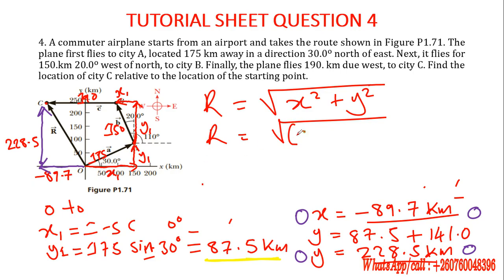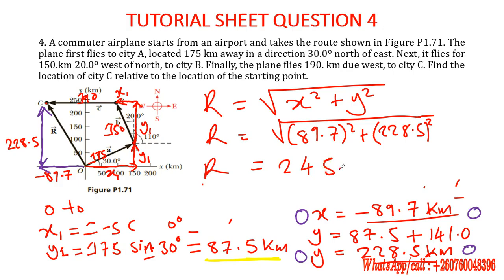Here you can even take it to be positive, it's the same thing, because once you square root, the negative will disappear. Plus, what's our y? Our y is that one here, which is 228.5. Have you seen? You square it like that. When you do everything at once in your calculator, you get, when you square root, 245.5 kilometers. So this is your resultant.